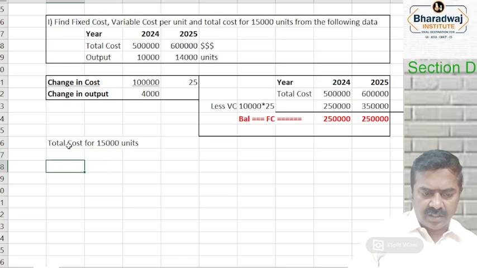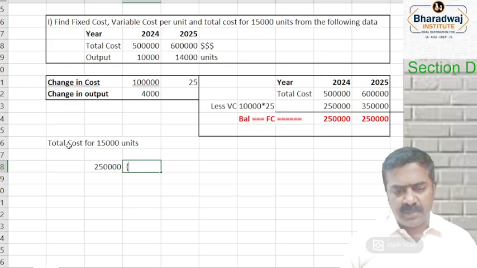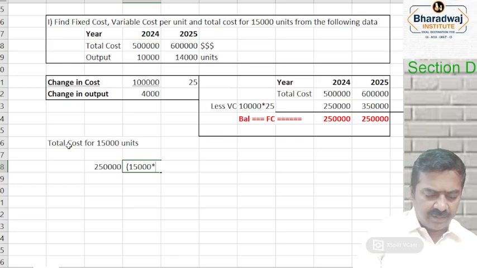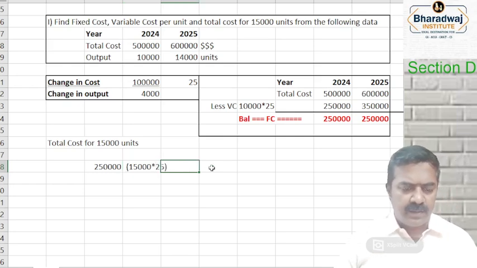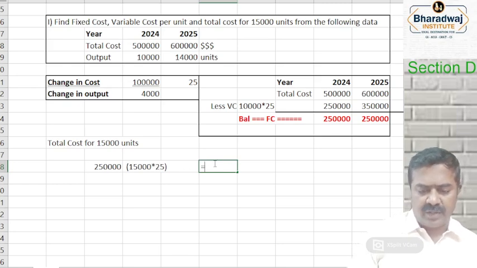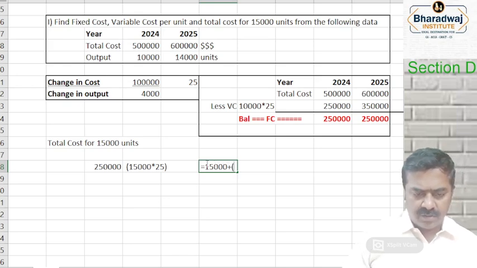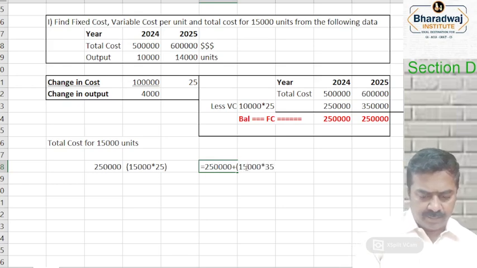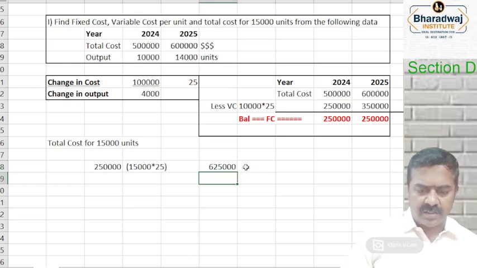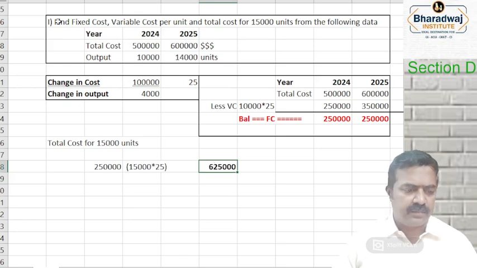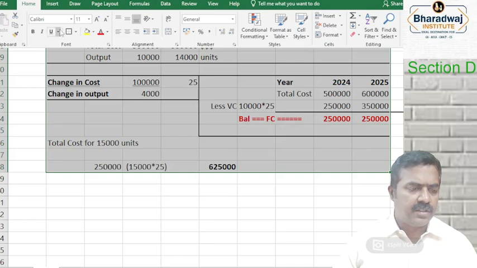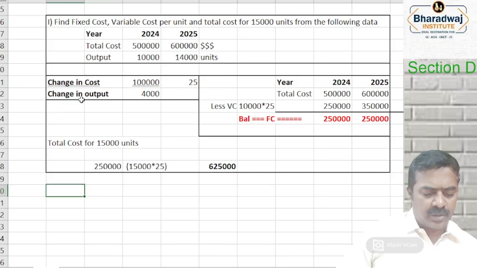Simple. Fixed cost is 2,50,000 plus variable cost, which is 15,000 into 25. So this will become the total cost for 15,000 units: 2,50,000 plus 15,000 into 25. It's a very good IMA question that can be tested. It is 6,25,000. This is the total cost for 15,000 units. The question can be asked like this also.